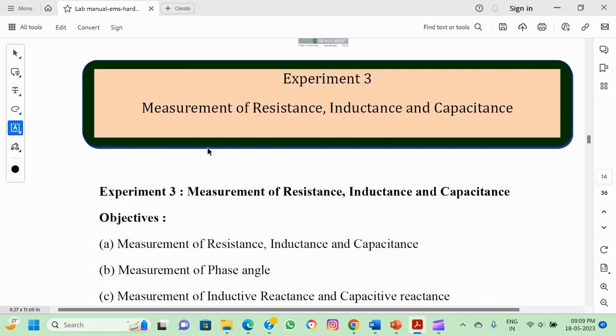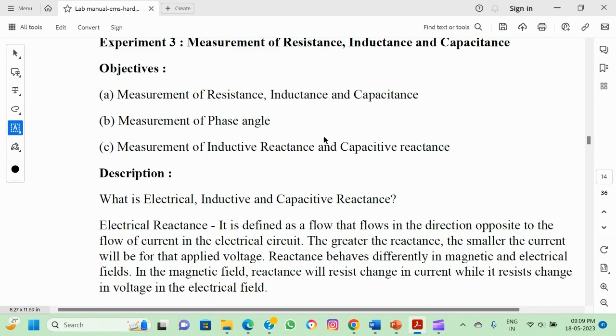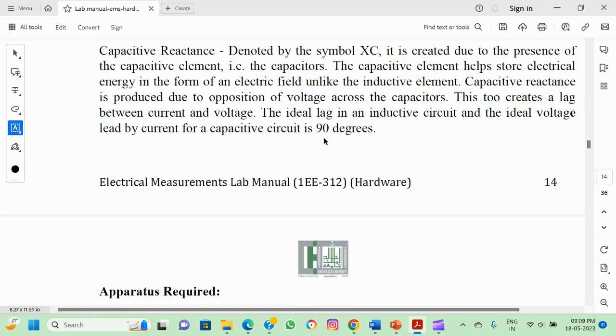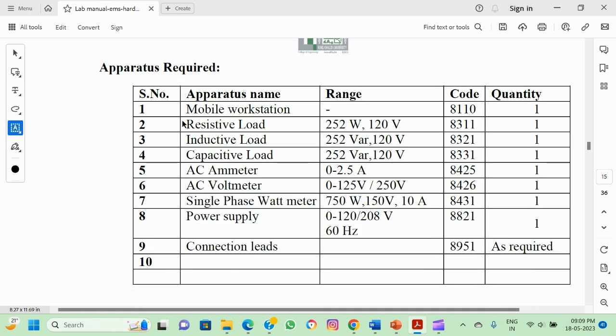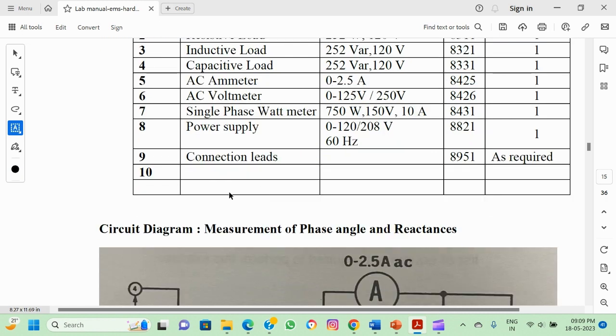Now coming to the experiment 3, what we will do, we will measure the resistance, inductance and capacitance. So what is the equipment we require here? So this is the equipment we need: mobile workstation, resistive load, inductive load, capacitive load, AC ammeter, AC voltmeter, single phase wattmeter, power supply and connection leads.